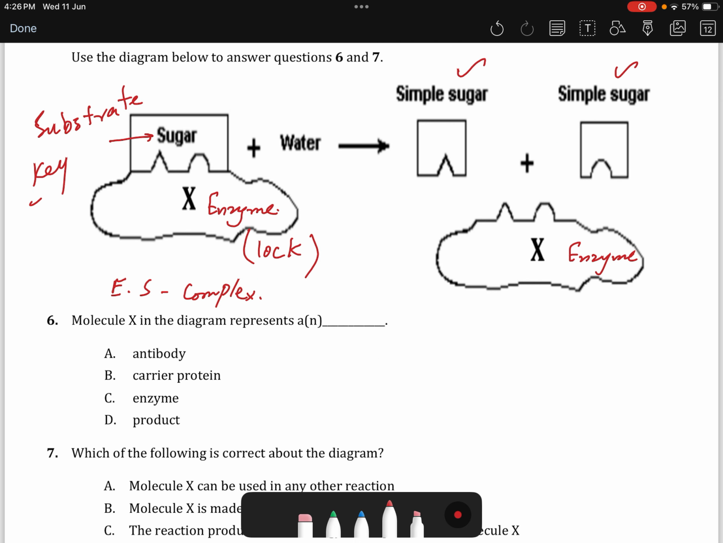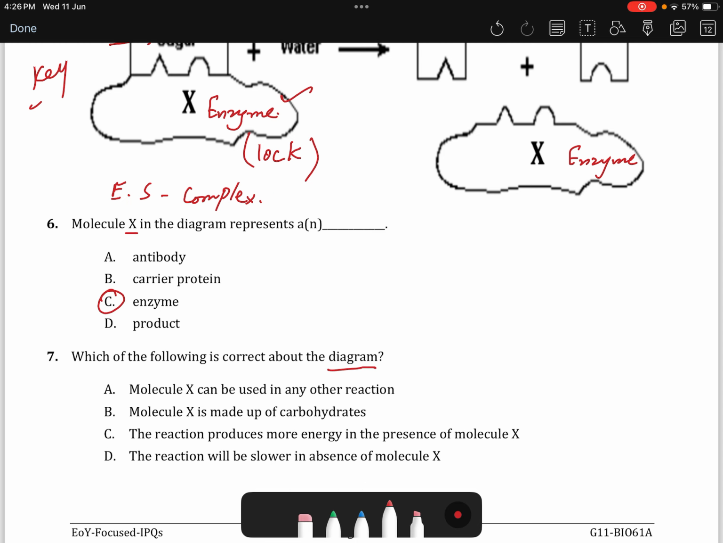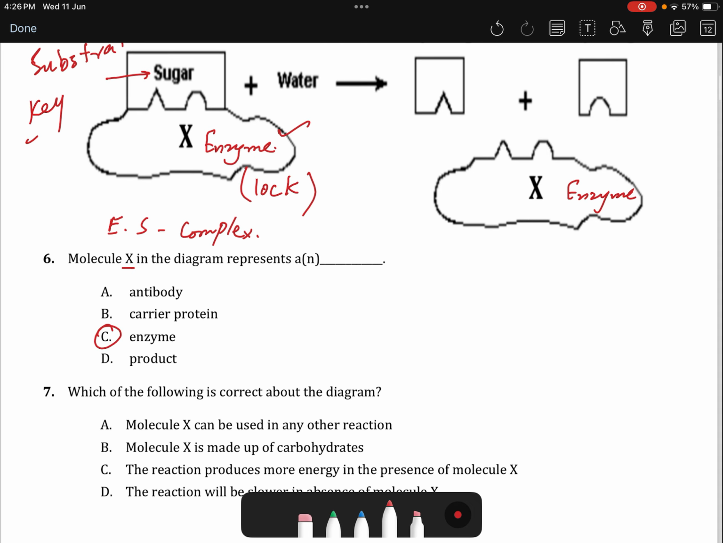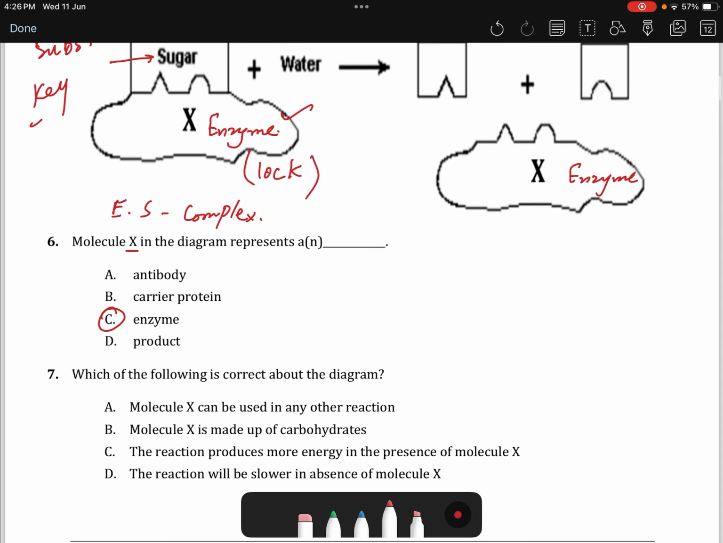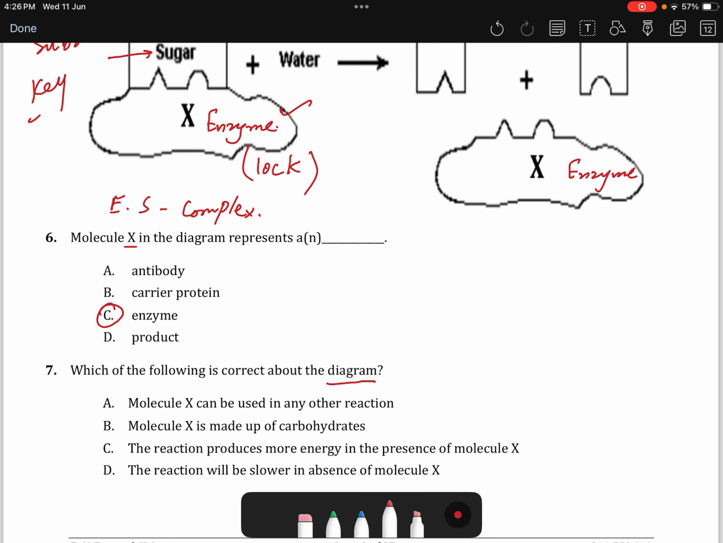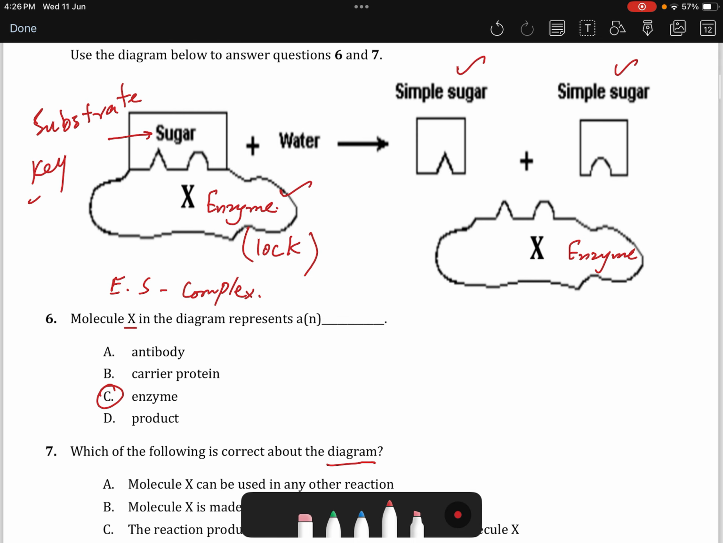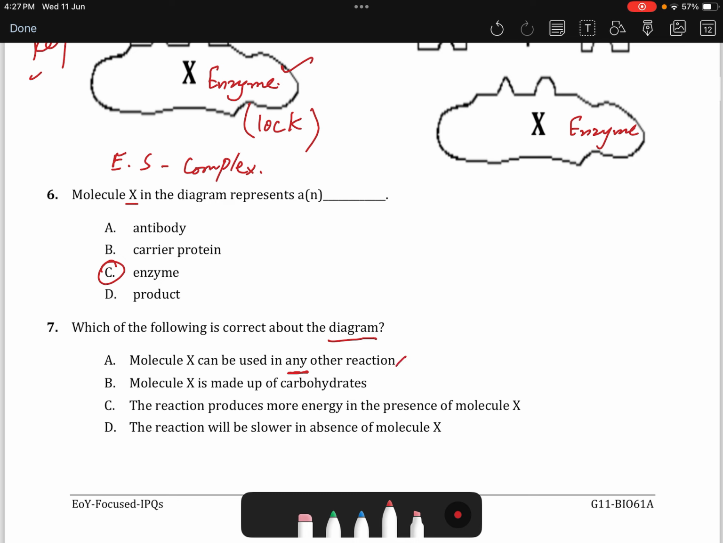Molecule X in the diagram. Okay, I already explained to you, this is an enzyme. So the answer is C. Which of the following is correct about the diagram? This diagram shows an enzyme lock and key model, but we will see what's correct about the diagram. Molecule X can be used in any other reaction. It can be used in another reaction, not any. Now you put it with lipids, or you put it with protein. No, we cannot do that. So this option is wrong.